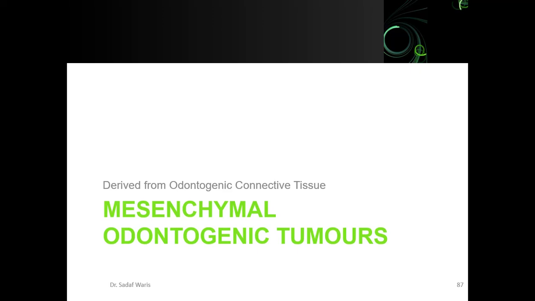Mesenchymal odontogenic tumors are those tumors which are derived from the mesenchymal portion of those tissues that later on participate in the development of the teeth, periodontal tissue, tooth pulp, dentine, root, cementum, periodontal ligament, and the parts of the bony socket that houses the roots of the teeth.